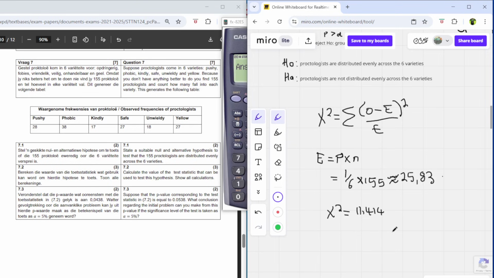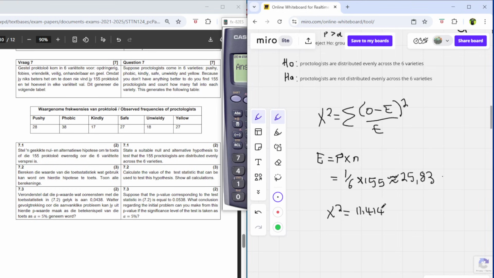11.414. Yeah, so that is how you find that answer. Just make sure that you double check your calculations, because I am also a human. I make errors. If maybe somewhere I made an error, that doesn't mean that I wanted to mislead you. I'm just showing you how to do it, and you should do it like that. Observed minus expected, squared, over expected. Don't forget to square that as well over there.